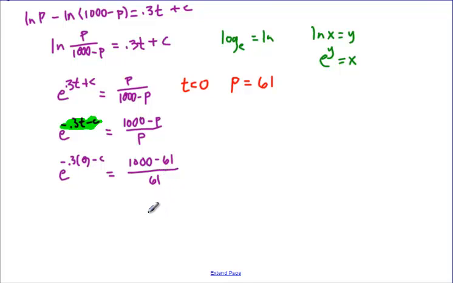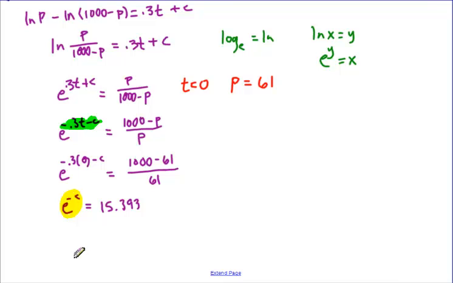Alright, no problem. So on the left, I have e to the negative c. And on the right, I've got 1000 minus 61 divided by 61. So e to the negative c is equal to 15.393. And, you know, if you're paying attention, from our rule that we wrote down, I need this value. I need this e to the negative c value. Okay?